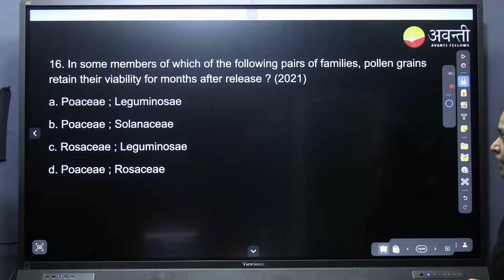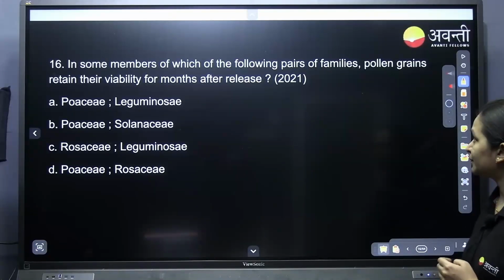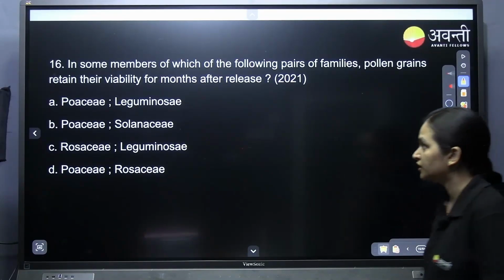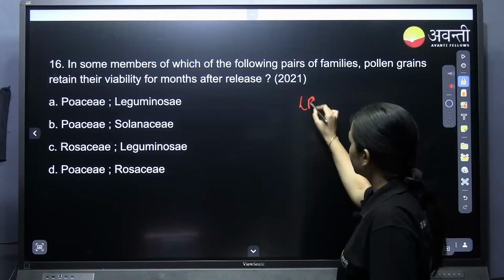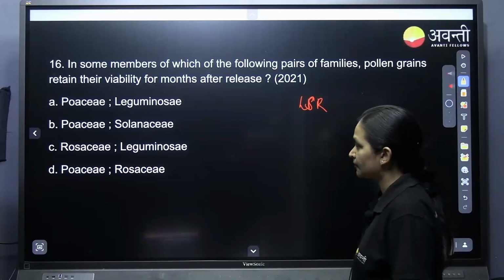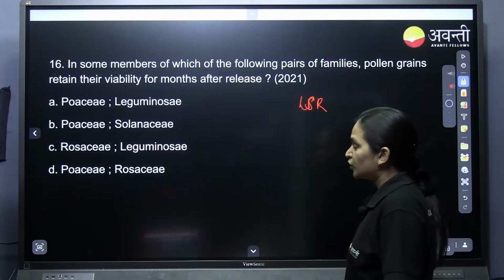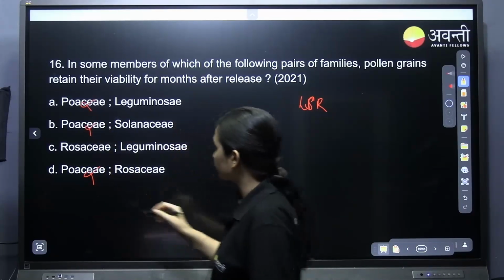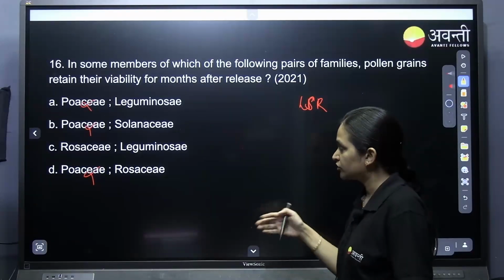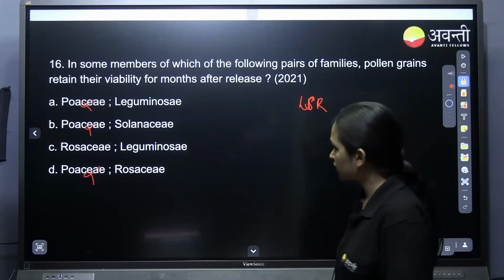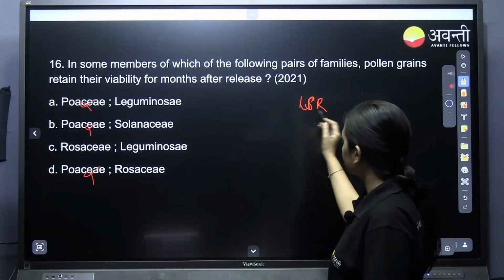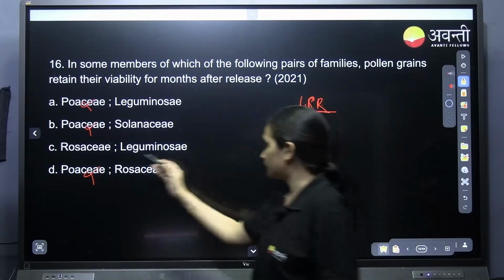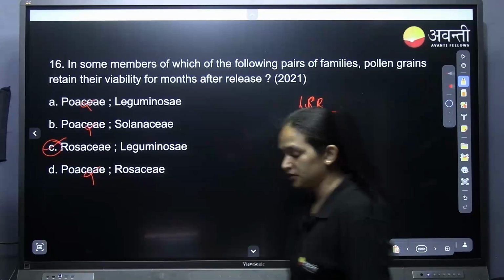True. In some members of which of the following pairs of families do pollen grains retain their viability for months after release? That is L, S, R. Find it. Poaceae is definitely not, because Poaceae, wheat, has only around 30 minutes of viability. So mark it as wrong. This is also an elimination technique question. And LSR, if you remember, is Leguminosae, Solanaceae and Rosaceae, so option 3 is the right answer.